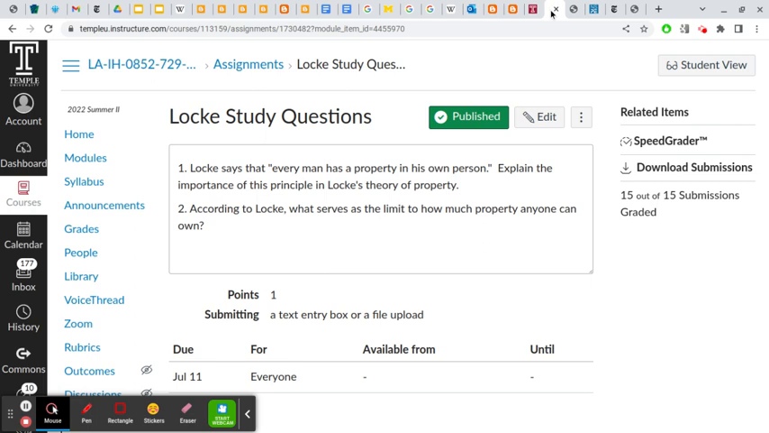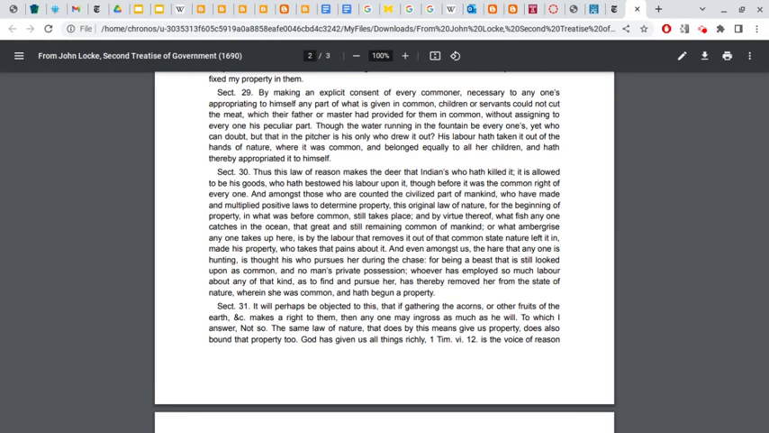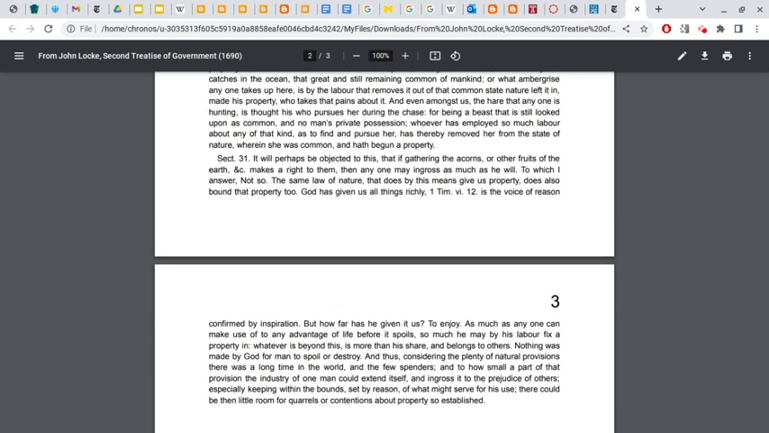Second question: according to Locke, what serves as the limit to how much property anyone can own? Now, I have to tell you again, as I said in the videos, this is qualified quite a bit later on in the chapter, but at least in the excerpt we're looking at, there is a very simple way that he has of saying, well, you can get property through working, but there's a limit to how much you can own. This is at the end, section 31.